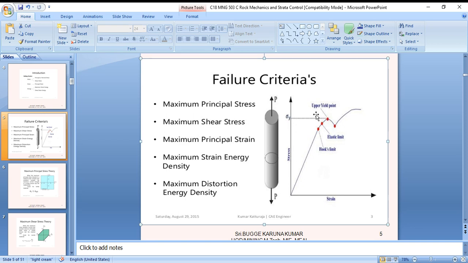Every material has its own Hooke's limit, elastic limit, as well as upper yield point. So this is very interesting for failure criteria calculation purposes. It's useful. The stress versus strain curve is shown here. That load is called the vertical stress sigma y. The vertical pressure is acting on that. That's the maximum pressure the material can withstand.